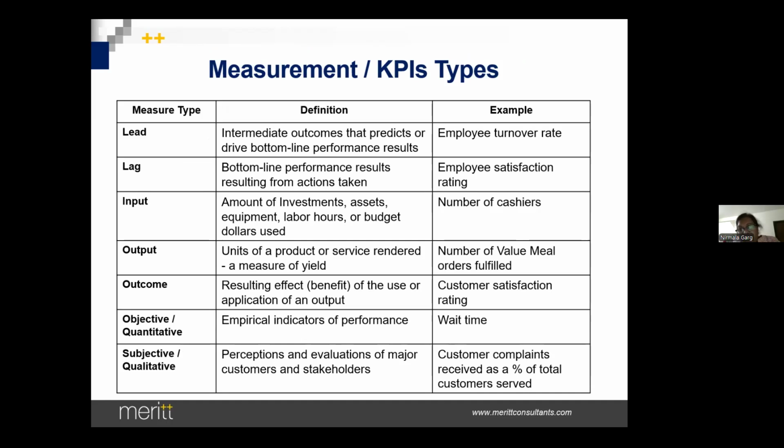So here we need to understand that when we talk broadly about lead and lag from the balanced scorecard perspective, outcomes are end results, and leads are all the initiatives.